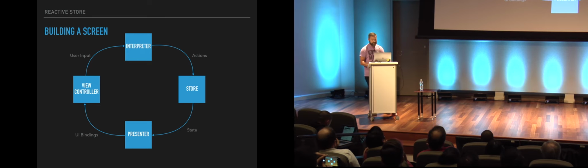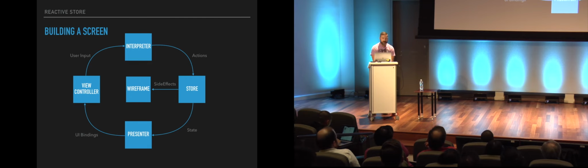And then lastly, we have these pesky side effects that we have to deal with, and we use a thing called a wireframe, which is responsible for taking those side effects and realizing them. The thing to note here, again with our arrows, is that everything has an input and an output other than the wireframe, because we live in an imperative world, and sometimes we just have to do things and let UIKit do that for us, and we can't really control for it.